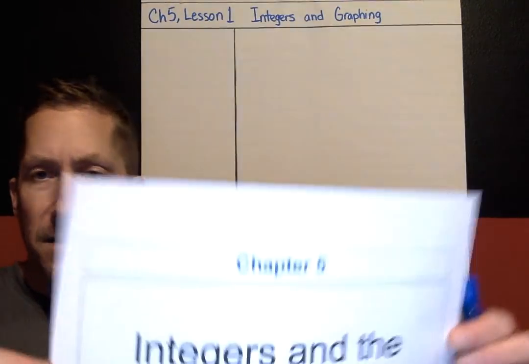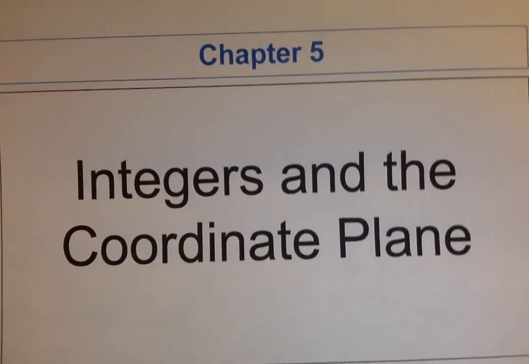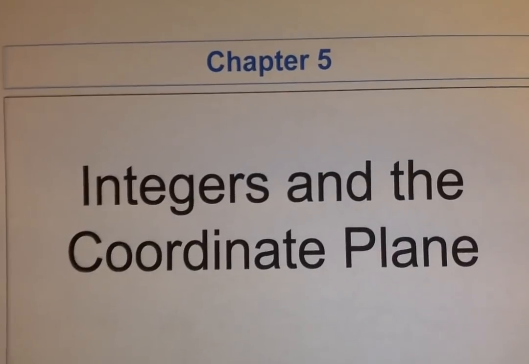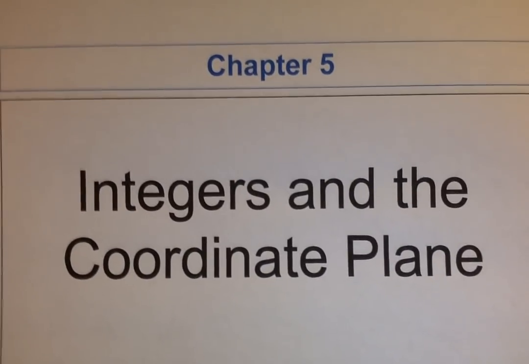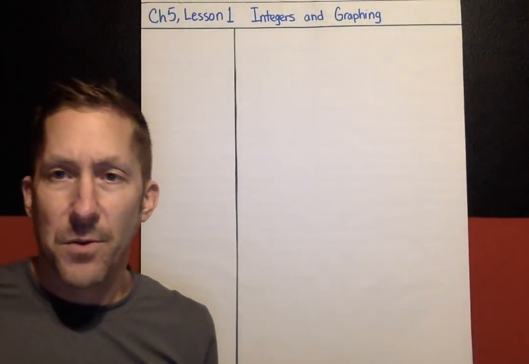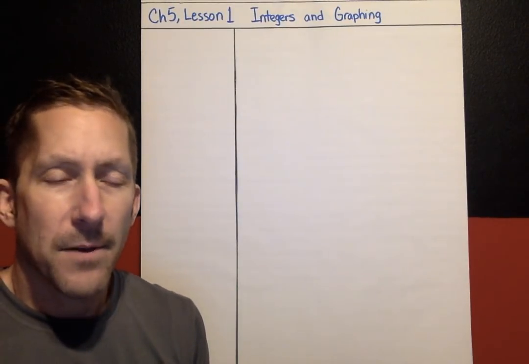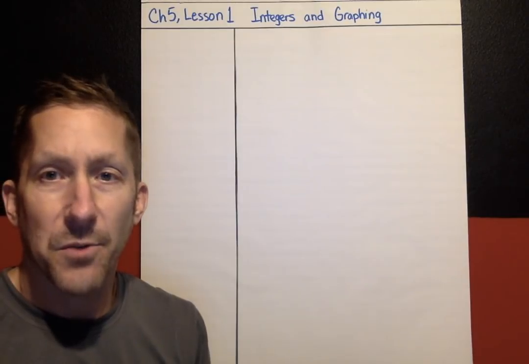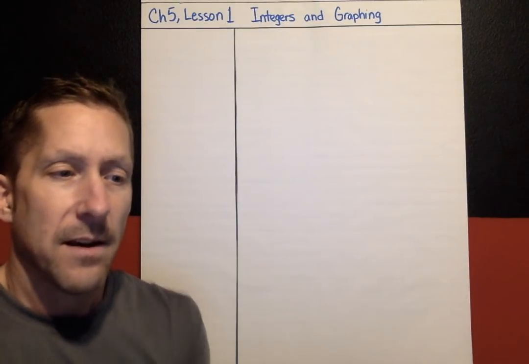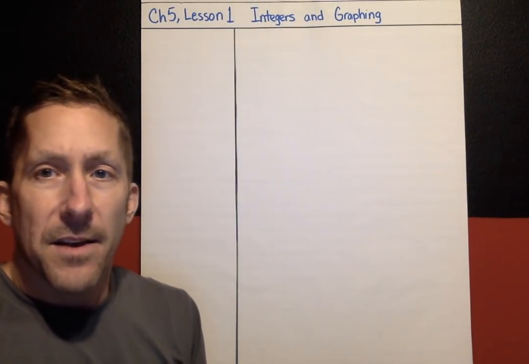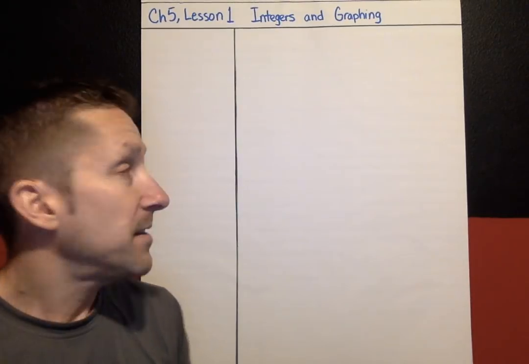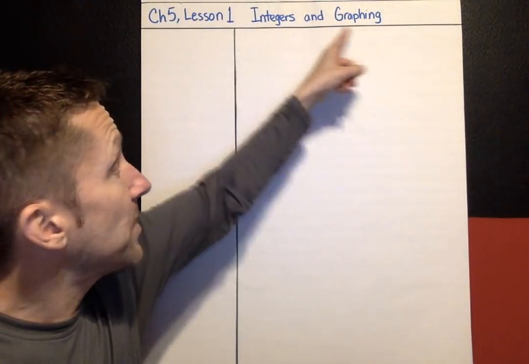Chapter 5, the title of Chapter 5 is Integers and the Coordinate Plane. Most of you have worked with coordinate planes, but for a lot of kids, integers is a new word, and that is one of the things we're going to learn today. Chapter 5, Lesson 1. The title is Integers and Graphing.